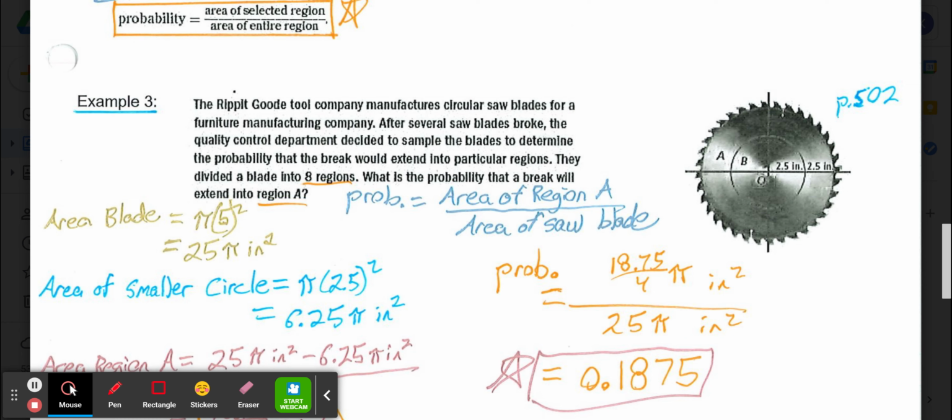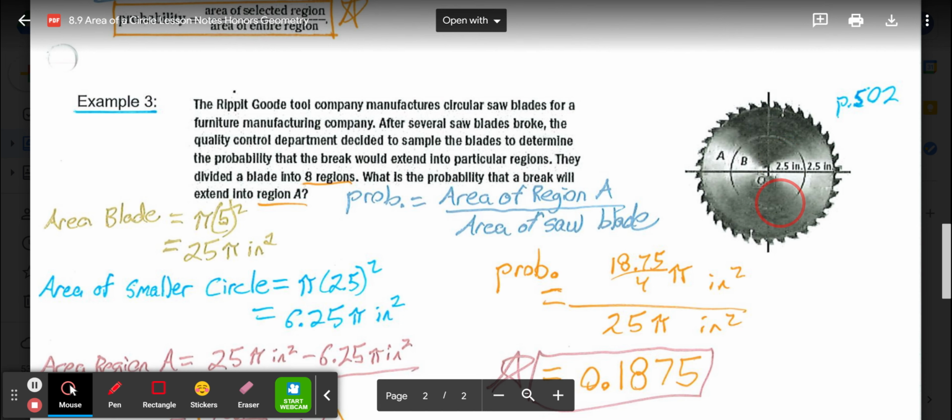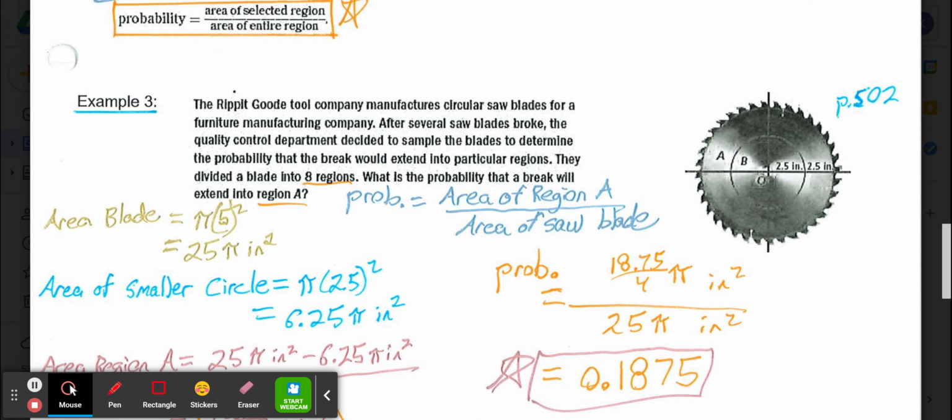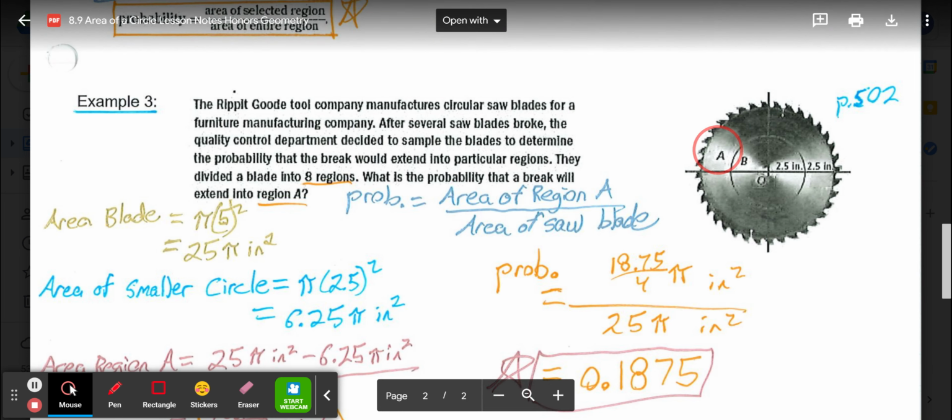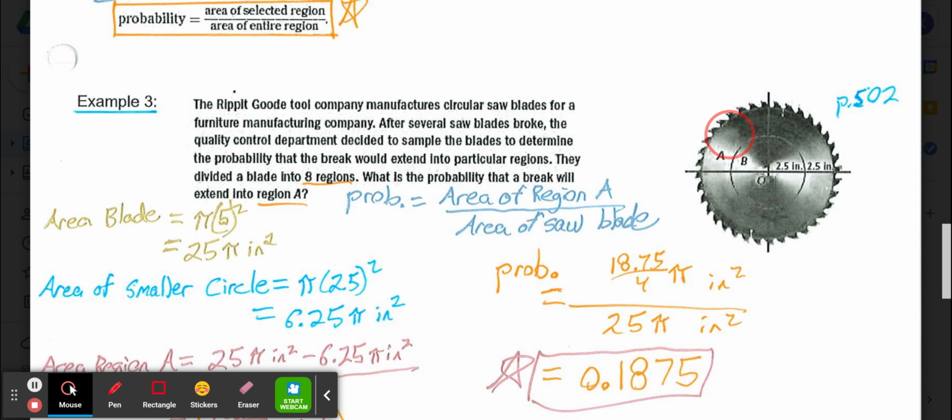So they divided this blade into 4 regions, or 8 regions. We have 4 smaller ones here. You can think of it kind of like that smaller circle cut into 4 quarters, and then the 4 outer sections as well. What is the probability that the break will extend into region A, this outer region right here?